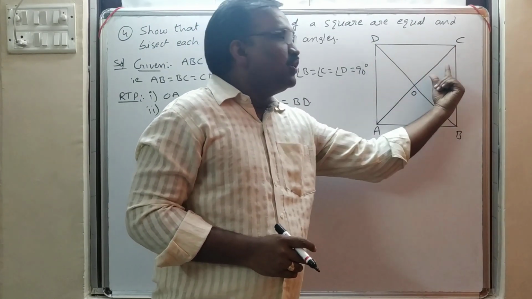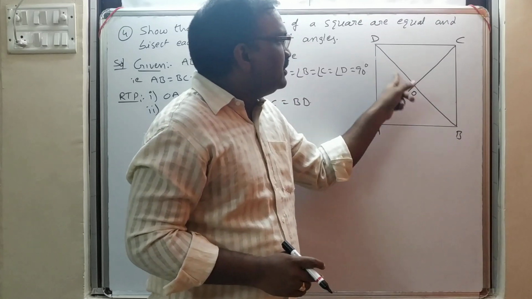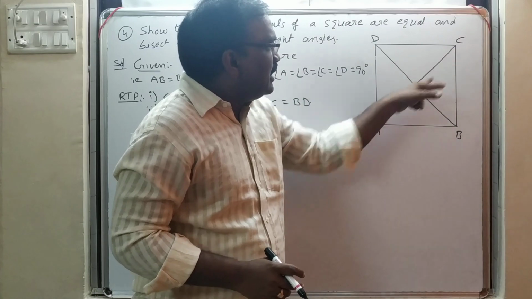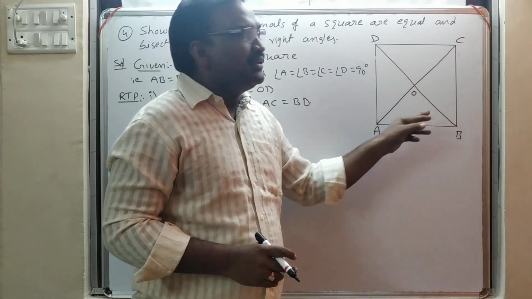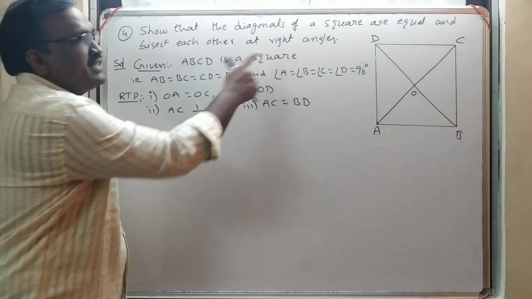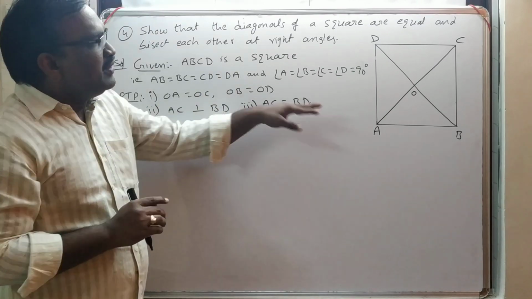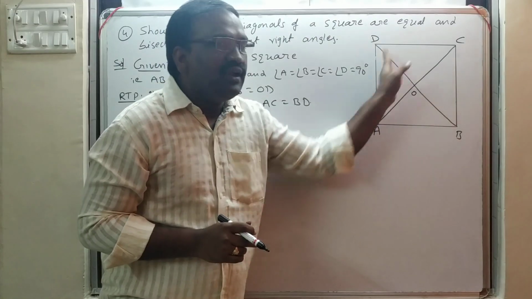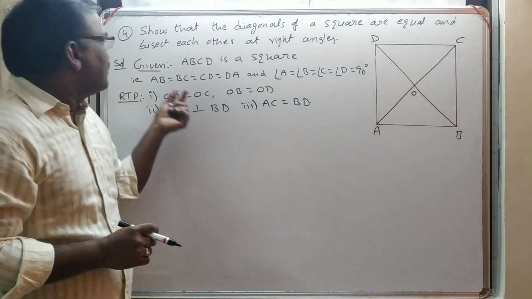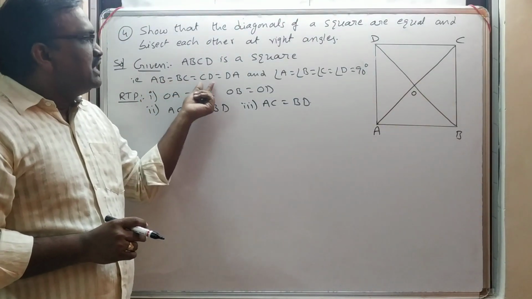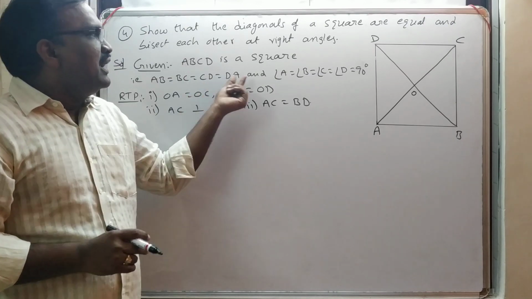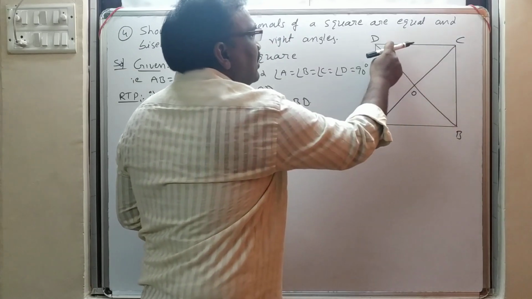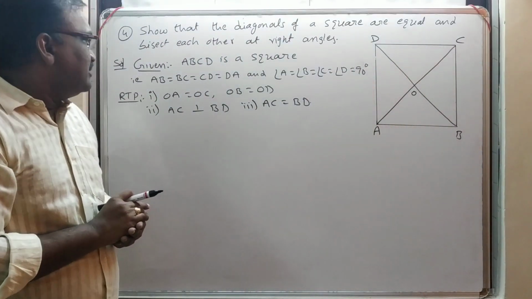That is OA is equal to OC, and OB is equal to OD. And one more condition, perpendicular bisect. See, ABCD is a square. It means in a square all sides are equal and all angles are equal to 90 degrees. That is AB is equal to BC is equal to CD is equal to DA, and angle A is equal, angle B is equal, angle C is equal to angle D, that is 90 degrees.